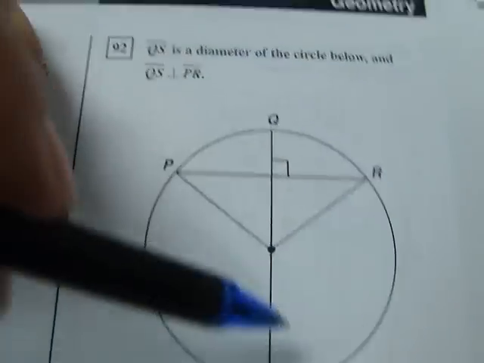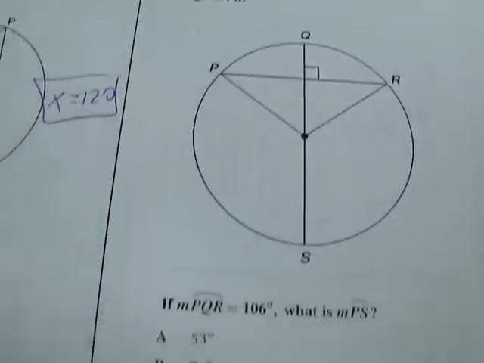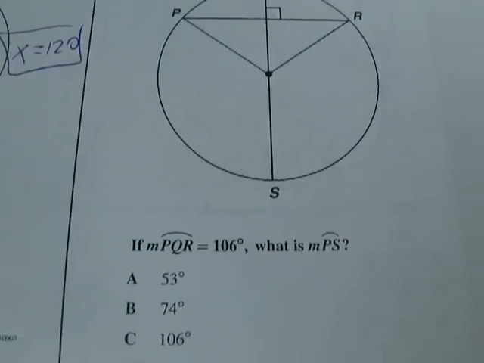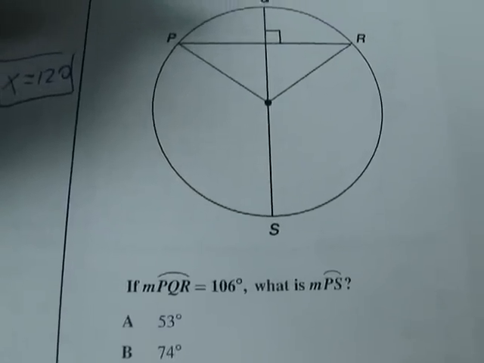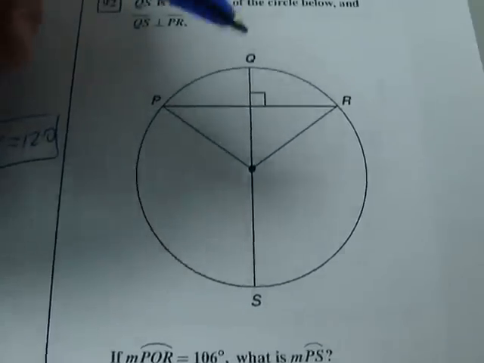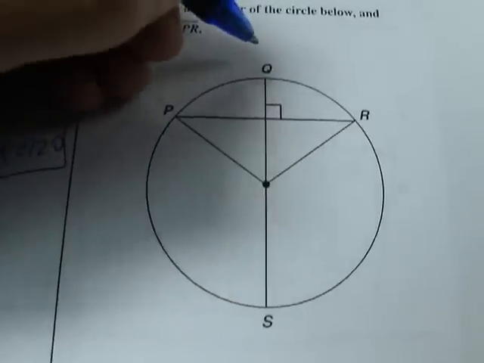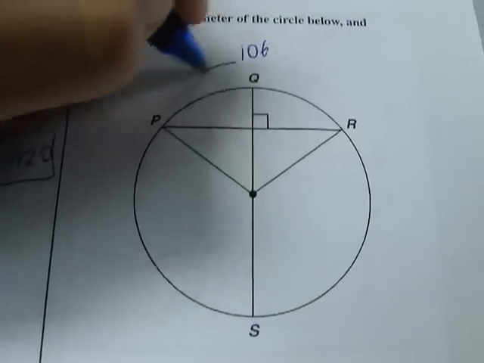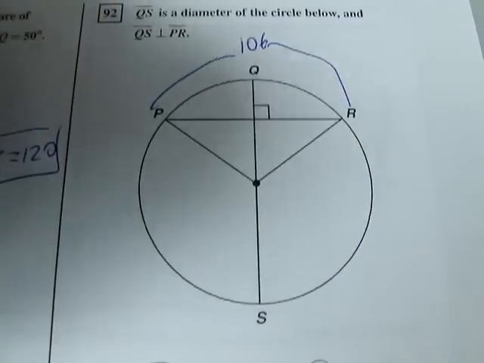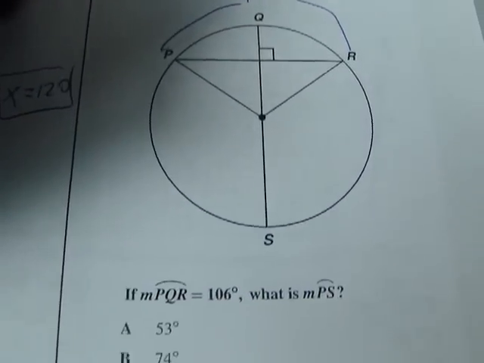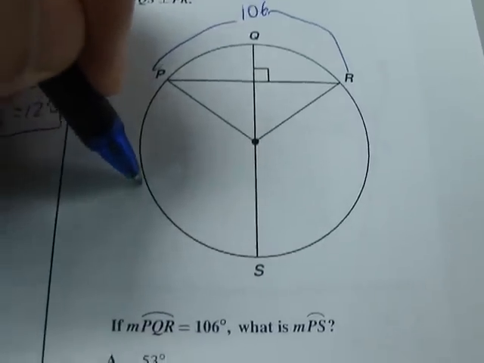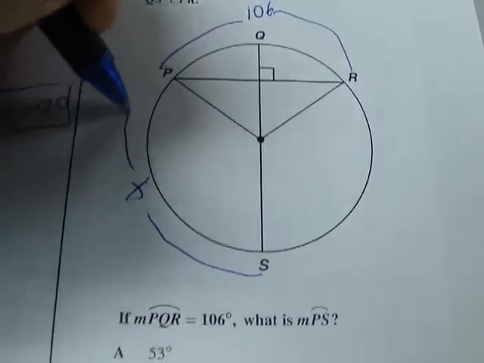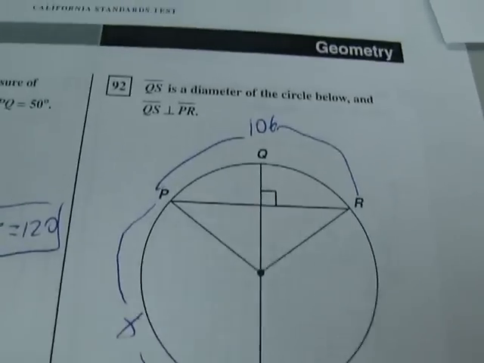So we know that this is a diameter, and these are perpendicular. Okay, if measure of arc PQR equals 106 degrees, what is the measure of arc PS? Okay, so PQR is 106. Okay. And what is the measure of arc PS? So we're trying to find this. Okay. So this looks like a little bit of a challenge.